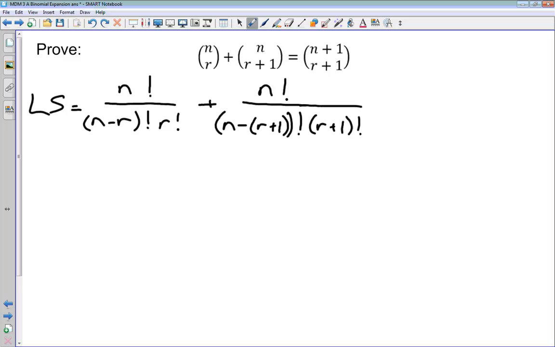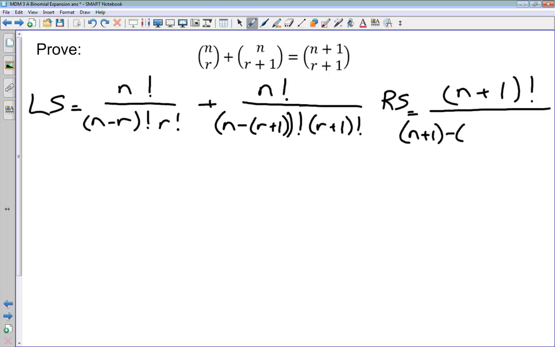Now, my right-hand side. I haven't left myself a lot of room here, so I'm going to have to squeeze this in. Let's just apply the combination formula. Again, we're going to have n plus 1 factorial divided by n plus 1 minus r plus 1. Again, I put the n plus 1 and the r plus 1 in brackets, and this whole thing we're doing the factorial of. And then we're going to do r plus 1 factorial.